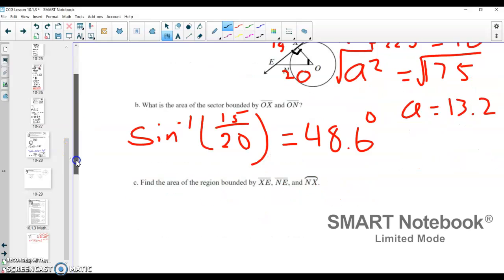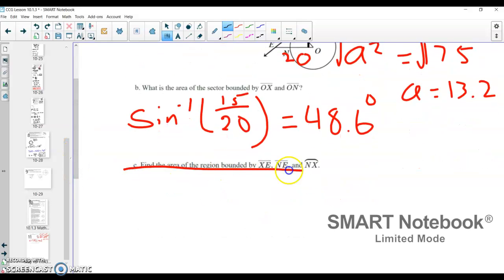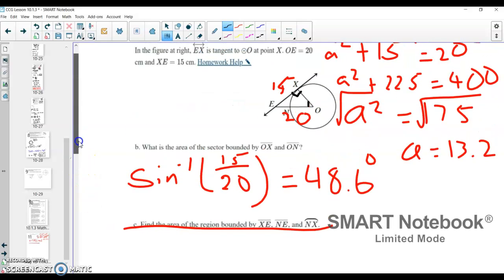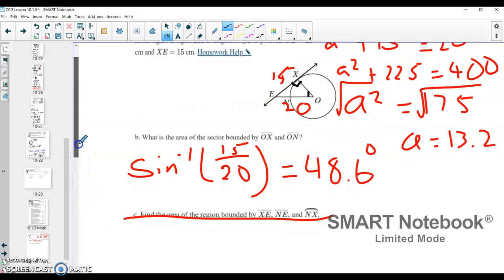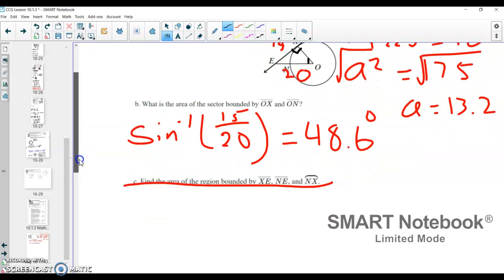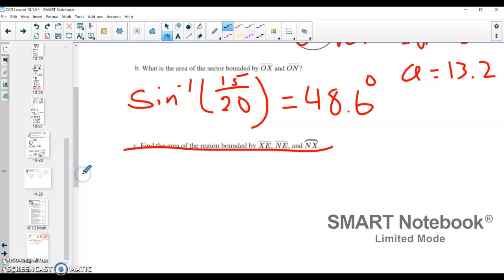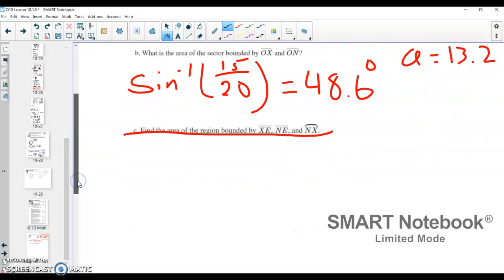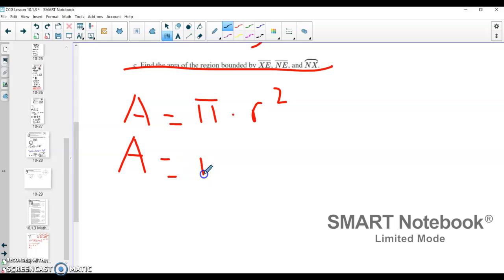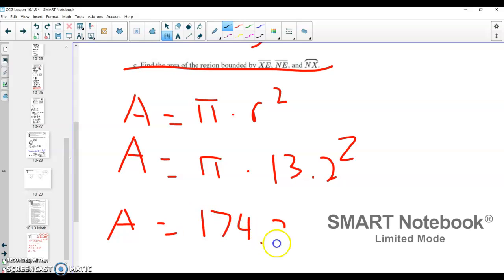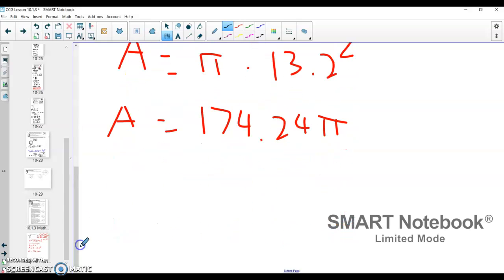And I'm actually gonna move, because I'm running out of room, I'm gonna move down to part C, and then I'll move part C down as well for the next part. And so we have 13.2 is my radius and a central angle 48.6. So let's find the area of that circle. The area of a circle is always pi times the radius squared. So the area of this circle is equal to pi times 13.2 squared, which gives you an area of 174.24 pi.